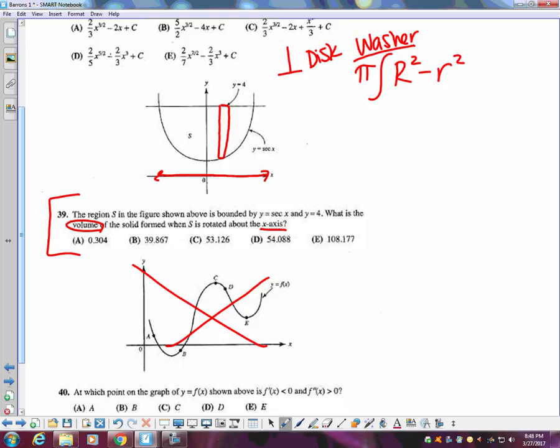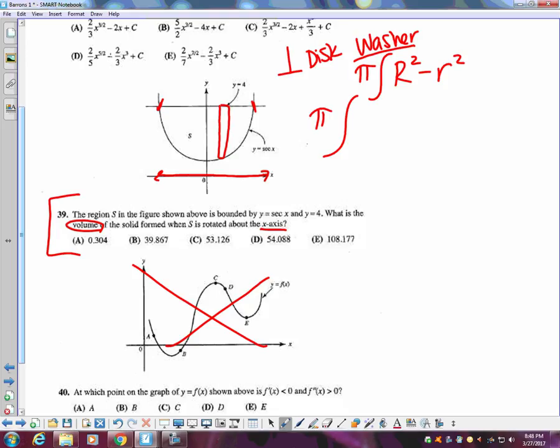Okay, so I need to find out where these equal each other because I need to know what my upper and lower limits are. So I took my calculator and I graphed y equals secant x and I graphed y equals 4 and I did second calc and went to intersection. I'm looking for the x value. I know the y is 4.